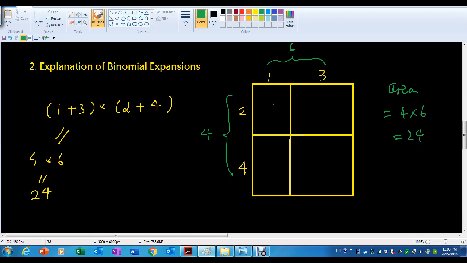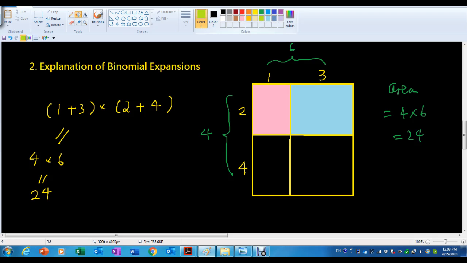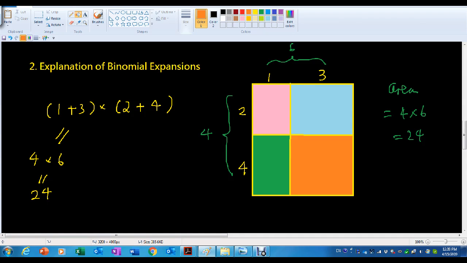But do we have other ways to do it? Yeah, let me consider this. Let me subdivide this into 4 different colors. Alright, so we have different colors. For this portion, I'm going to use 1 times 2, right? And for this portion, it becomes 1 times 4. And for this portion, it becomes 3 times 2. And for this one, 3 times 4.